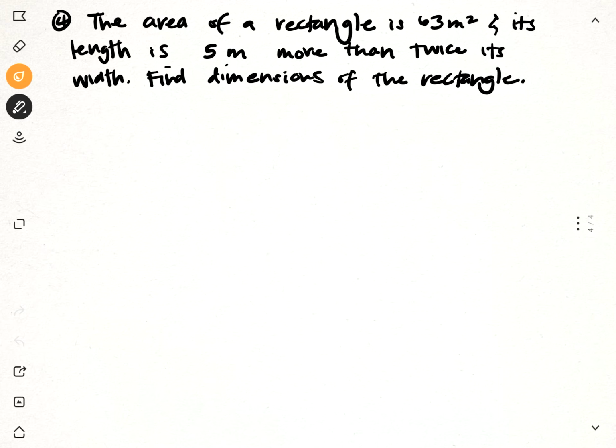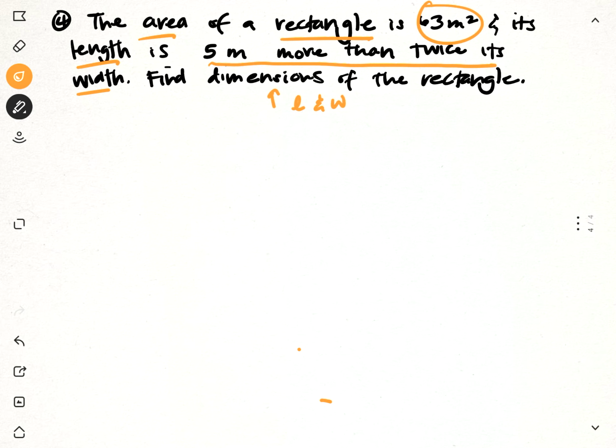Okay, let's apply one last one. This one is a word problem, which I know some of you hate, but it's one of the problems that you will see in standardized tests, so I did want to go over it. It says the area of a rectangle is 63 meters squared. So we're going to circle that. And its length is 5 meters more than twice its width. Find the dimensions of the rectangle. When it says dimensions, what they want us to find is the length and the width.